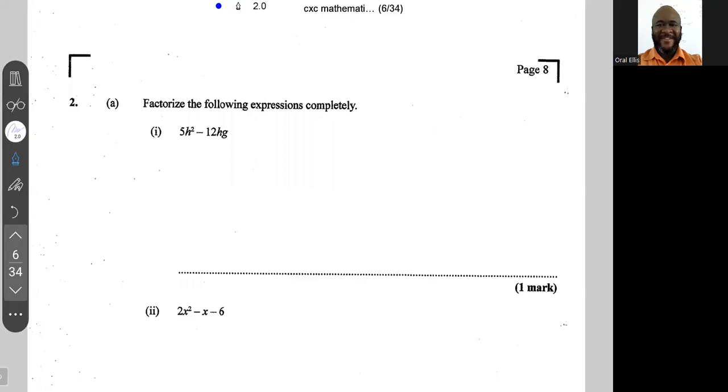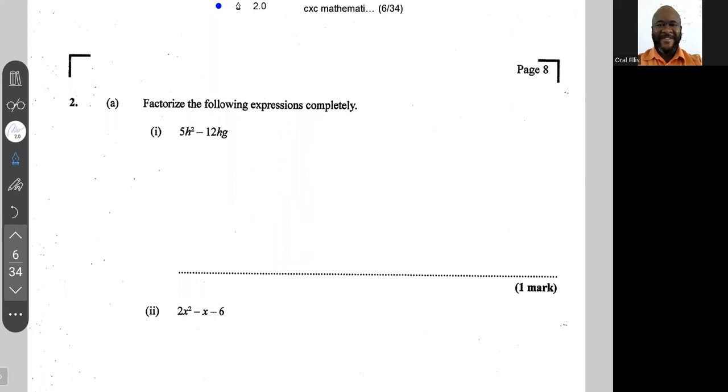So still January 2020, we're doing question number 2. Question 2A says, factorize the following expression completely. Ladies, gentlemen, whenever you hear the word factorize, the first thing you need to do is see if there is a common factor. Look at the terms in your expression and see if there is a common factor.